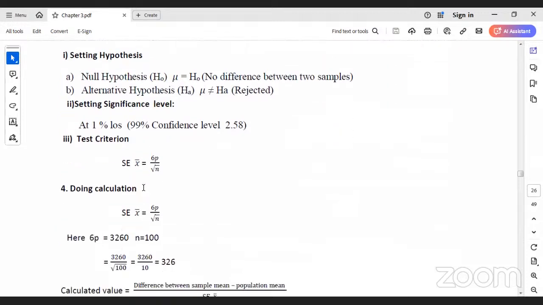Setting the hypothesis, this is common. The null hypothesis H naught: mu is equal to mu naught, no difference between the two samples. The alternative hypothesis HA: mu is not equal to mu naught, where the null is rejected.